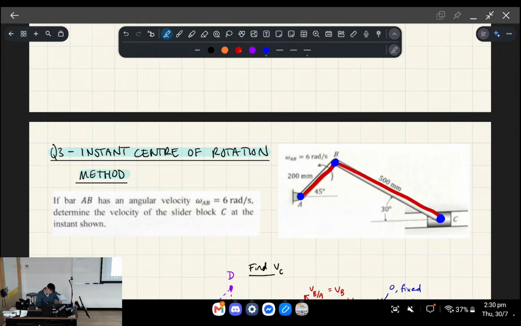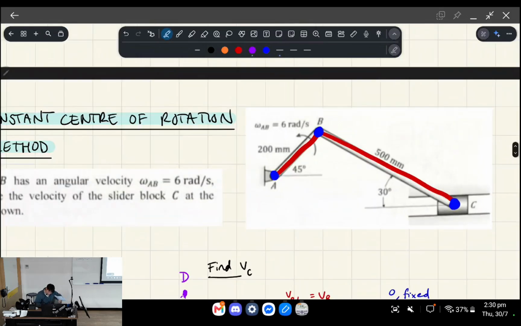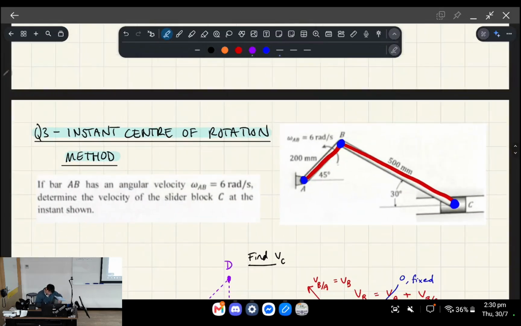So in this particular question, we're told that there's some kind of rotation that is known for link AB. That's the first thing. And we're told that we need to solve for the velocity of C. So how fast is node C moving?